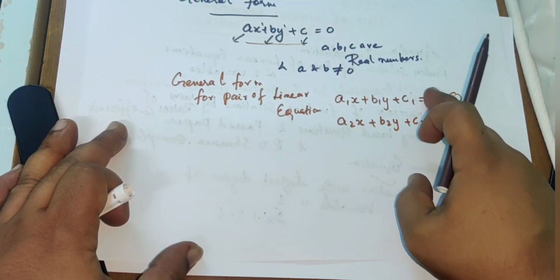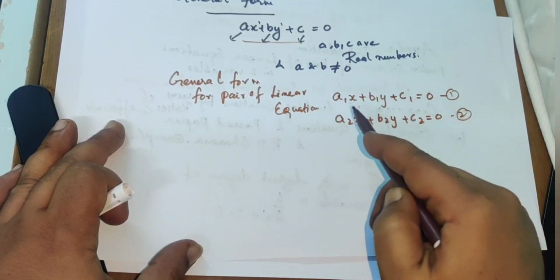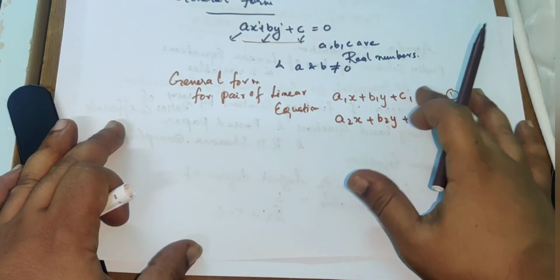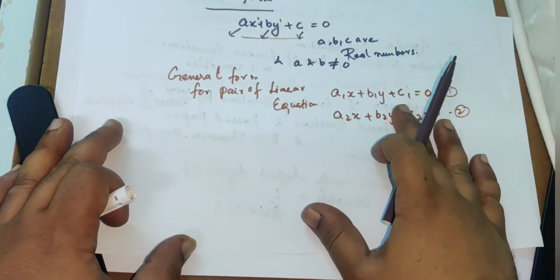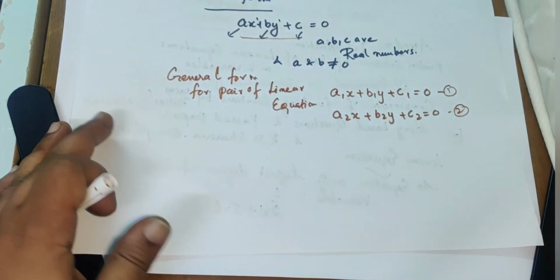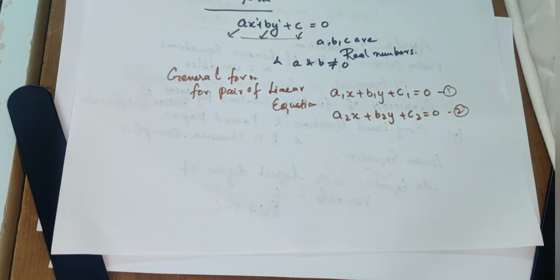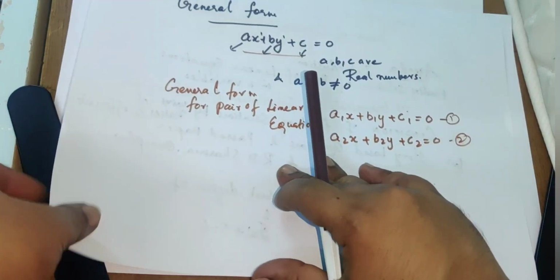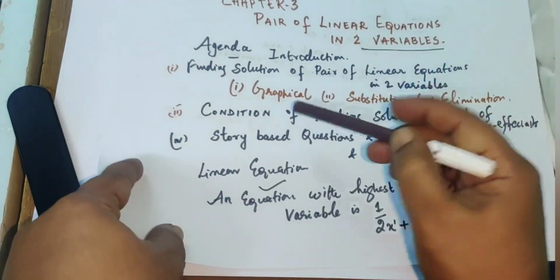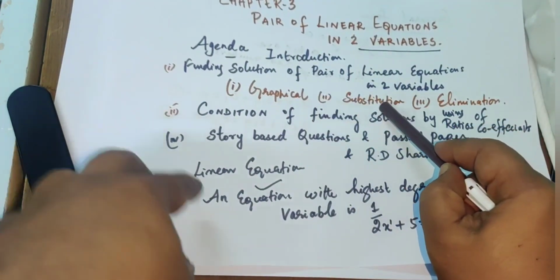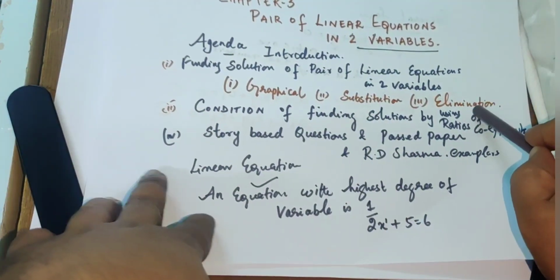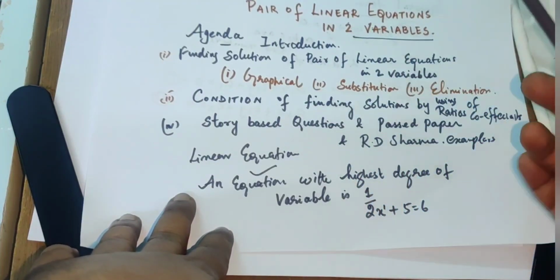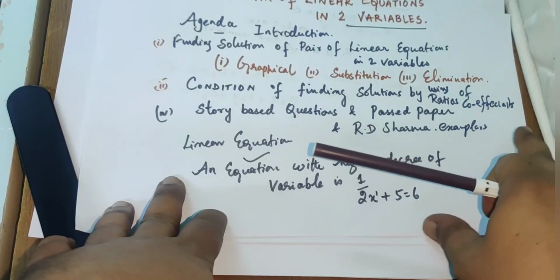Okay, a pair of linear equations in two variables, where a1, b1, c1, a2, b2, c2 we wrote for understanding the difference of the two equations. Basically both are linear equations in two variables only. Now there are many methods of finding solutions. First one is graphical method, second one is substitution method and elimination method that we are going to be seeing. And then we are going to be seeing the condition of finding solution. What are the solutions we are going to be finding?